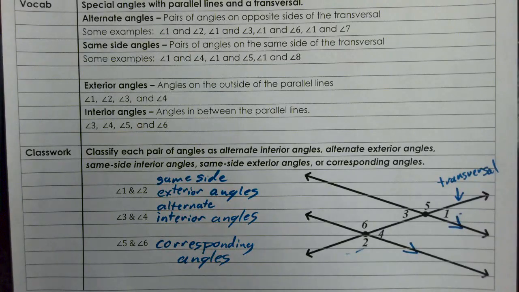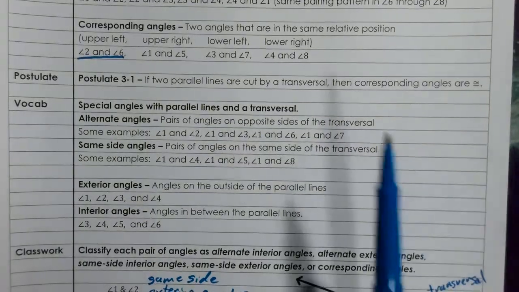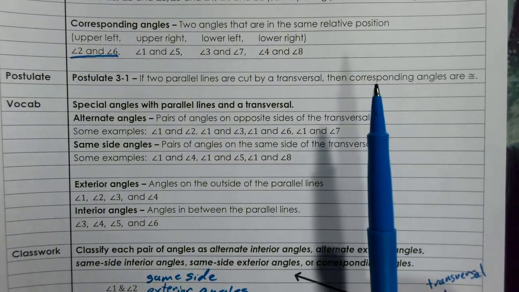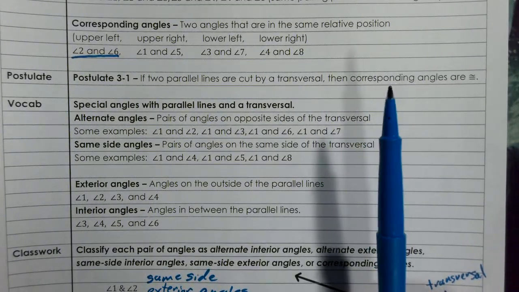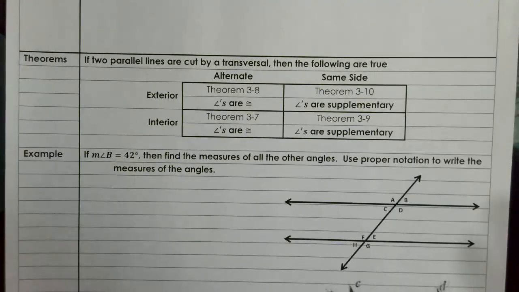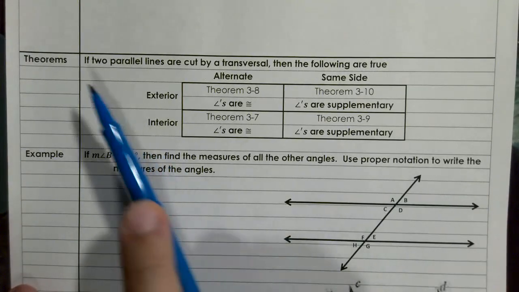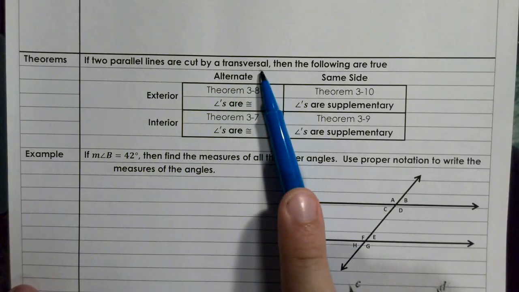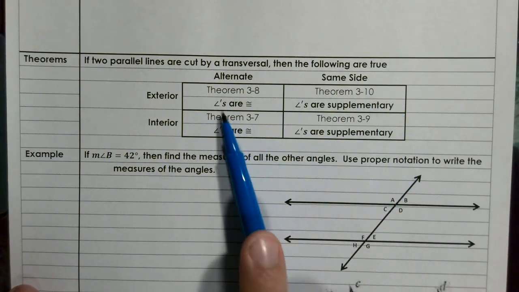Now you might say, big whoop. Why do we care about these things? They're not cool and congruent like corresponding angles, are they? Oh, yeah, they are. There's ways of writing this out long form, but if two parallel lines are cut by a transversal, then the following are true.